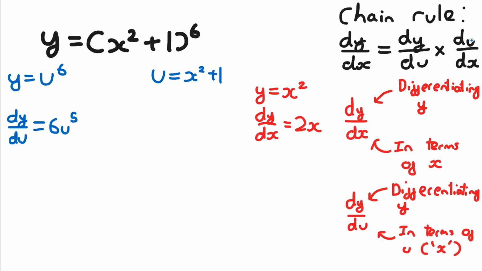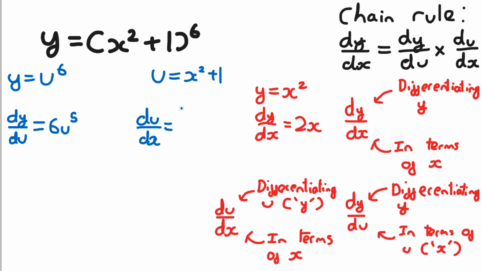And now we need to do du over dx. So du over dx is equal to, so du, the bit on the top, is what we're differentiating. So we're differentiating u. And the bit on the bottom, the dx, this is what we're doing it in terms of. So we're differentiating the x squared plus 1. So this is going to become 2x, and then when you differentiate a constant, it just goes away. So du over dx is equal to 2x.